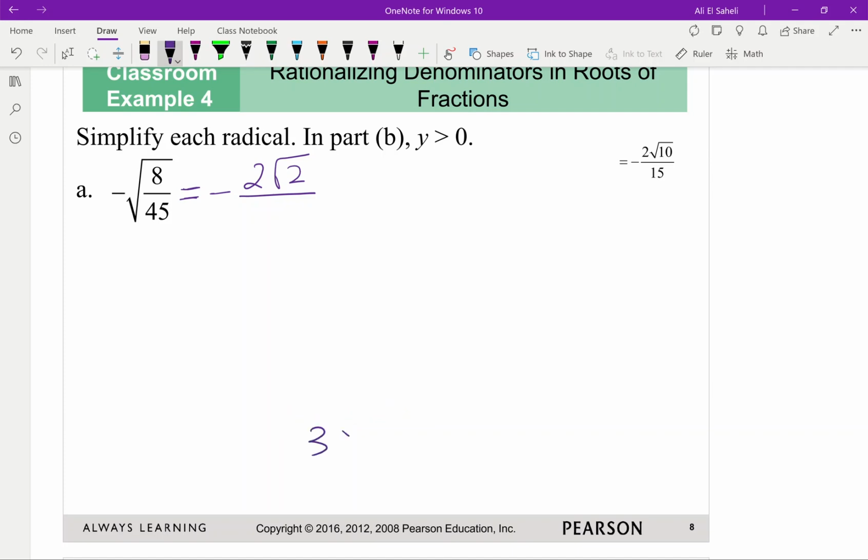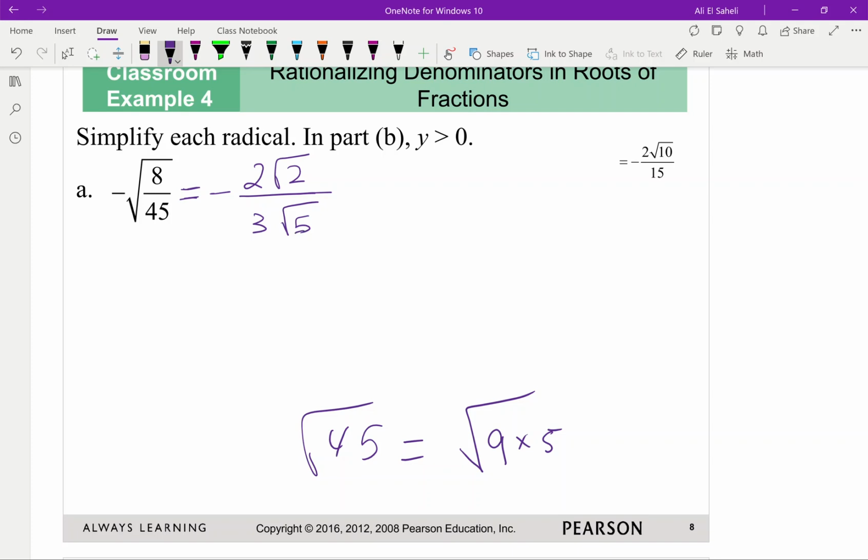45 is 3 times 15. Okay, so you have radical 3 times 15. Now, 15 itself is 3 times 5, so you have 9 times 5. Okay, so 45 equals 9 times 5. The 9 comes out as a 3, from under the radical sign. So you have 3 radical 5.